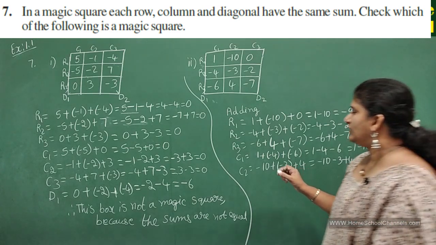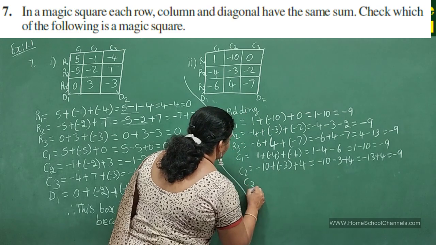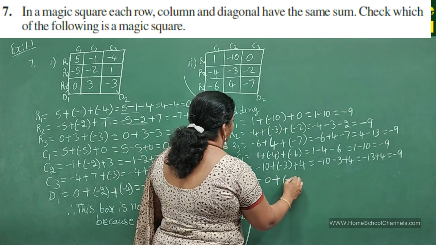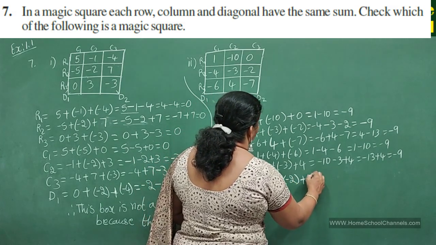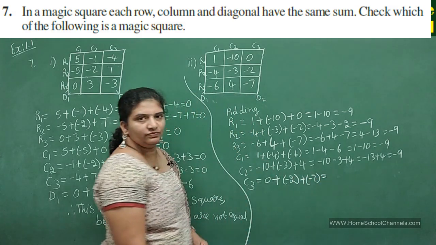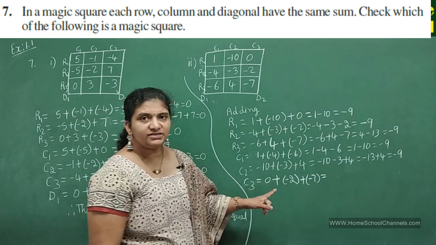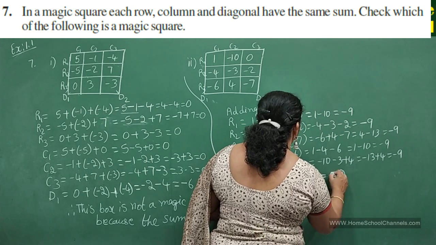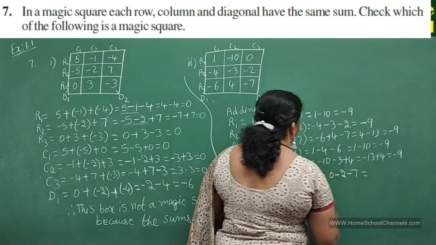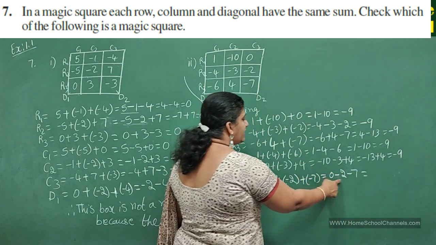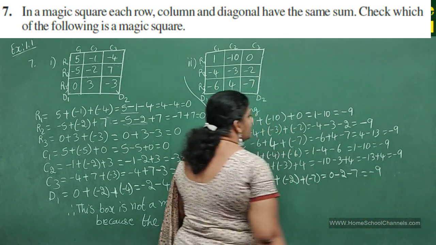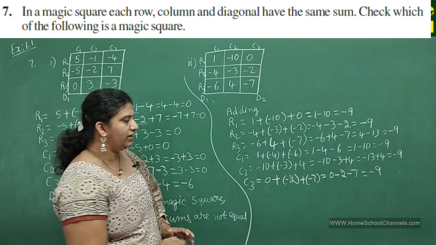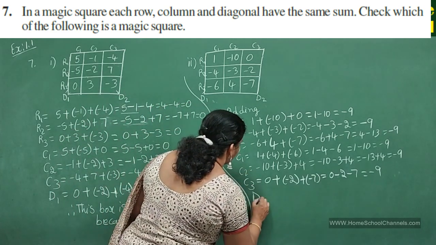Okay. So the third column, C3, is equal to 0 plus of minus 2 plus of minus 7 equal to. Plus into minus, minus. 0 leave it. Minus 2 minus 7 will be minus 9. The sum of all rows and columns is equal. Now let's go with the diagonals.